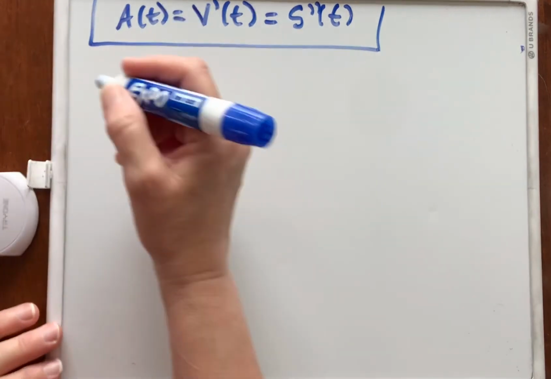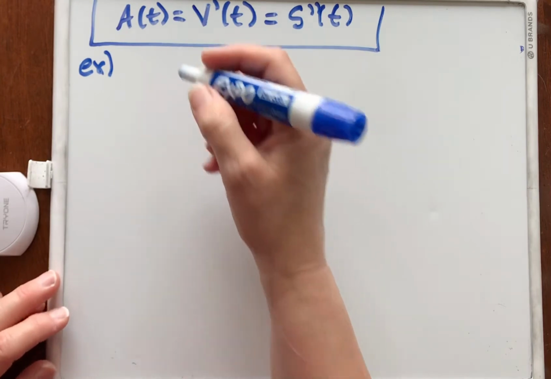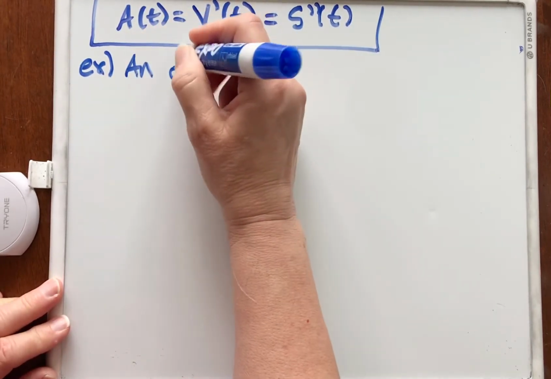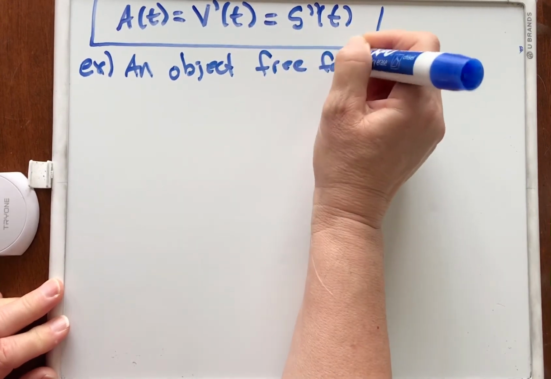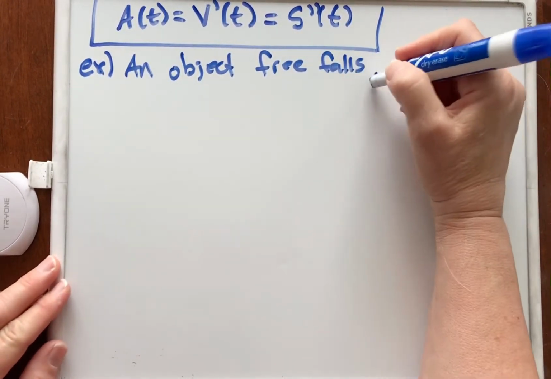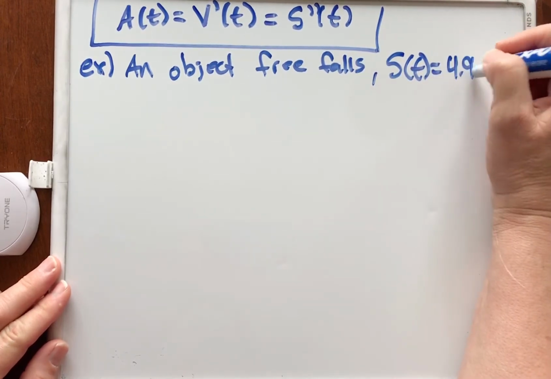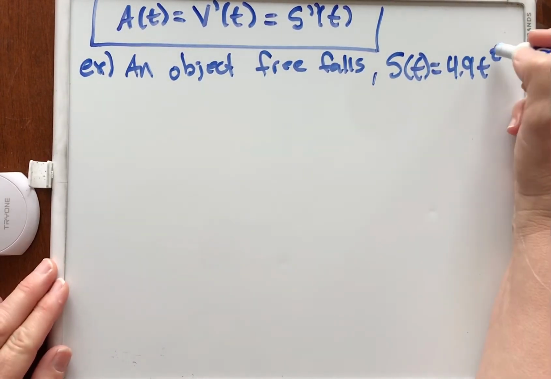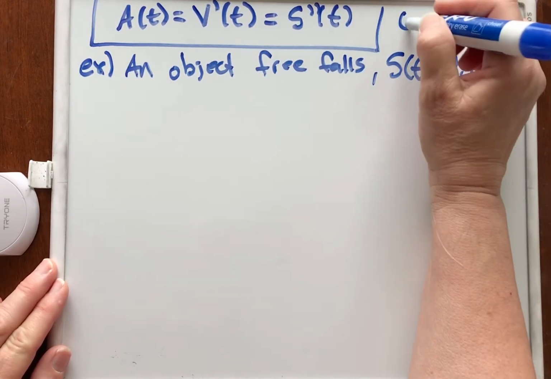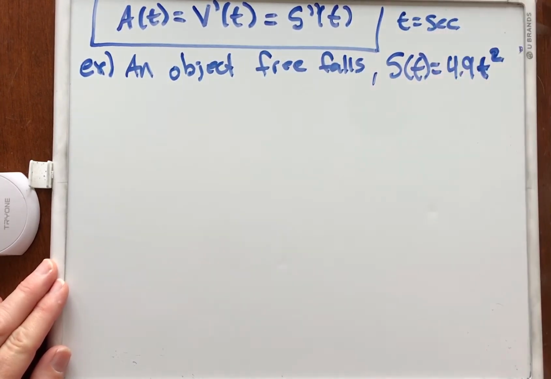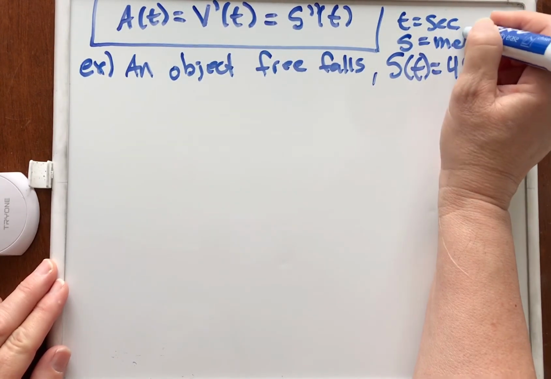All right, so we're going to do a problem where we use all three of these. An object free falls. And here's the model for it. S of t equals 4.9t squared. And again, t is in seconds, and S of t is in meters.